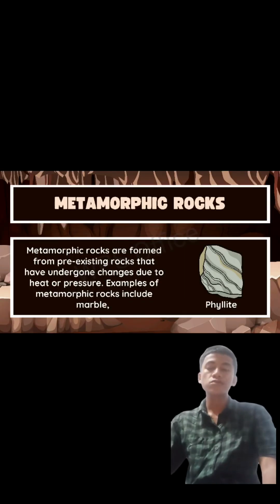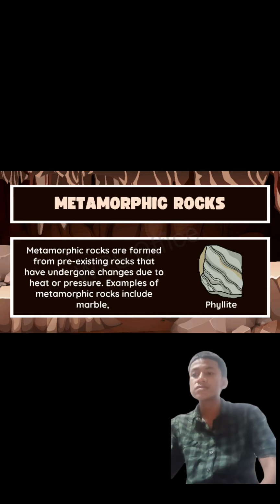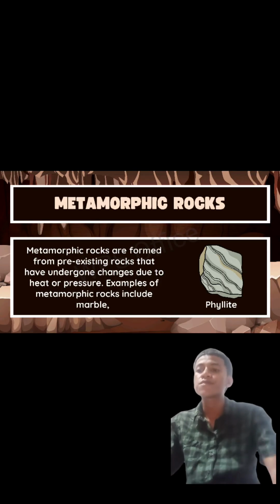So, metamorphic rocks. Metamorphic rocks are formed from pre-existing rocks that have undergone change due to heat or pressure. From the heat or pressure, it makes metamorphic rocks. Examples of metamorphic rocks include marble, like in the picture.